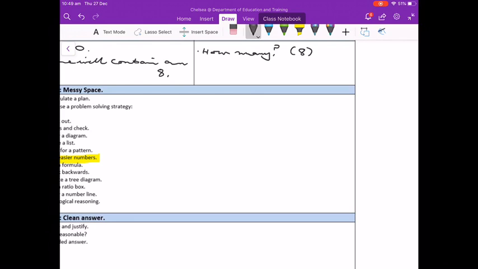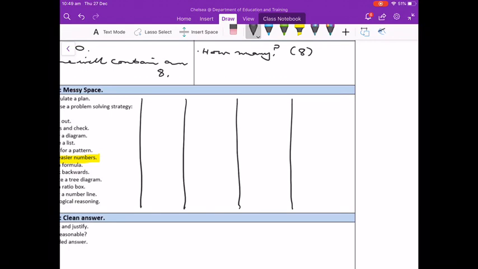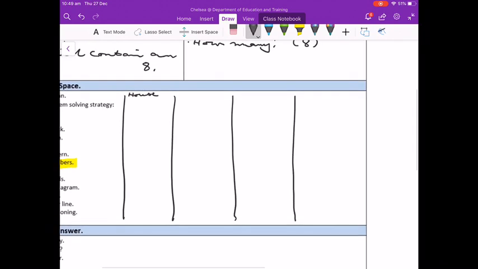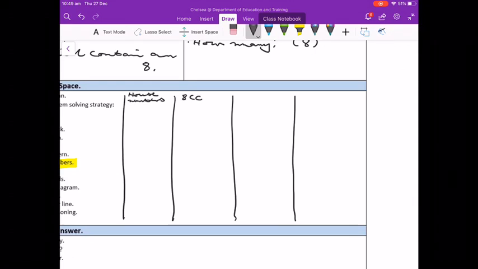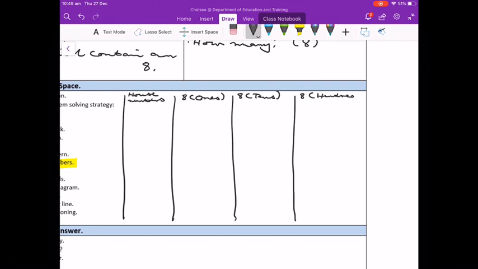I'm going to use this strategy by drawing a table. We're going to look at house numbers and make it a little bit bigger. House numbers, if there is an 8 in the ones column, if there is an 8 in the tens, if there is an 8 in the hundreds. Just to break it down and make it a little bit easier.